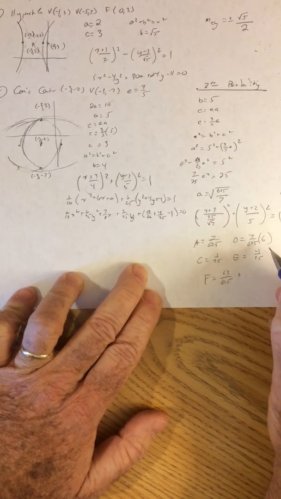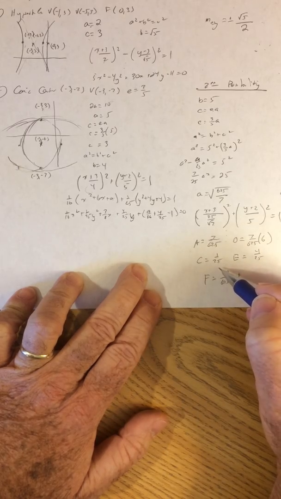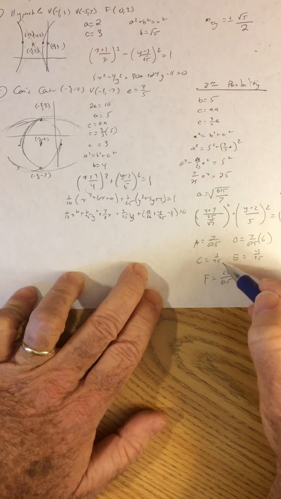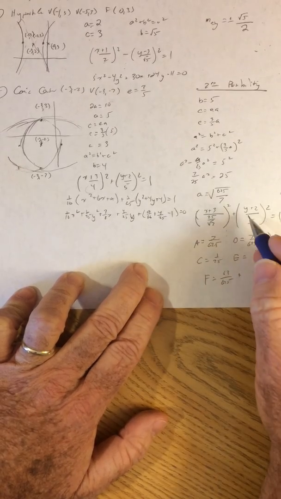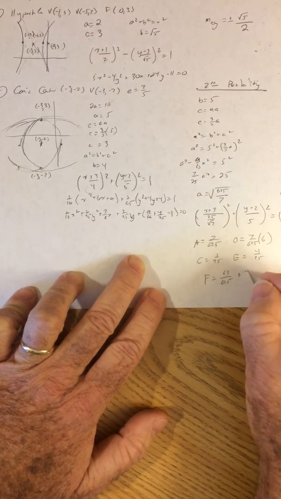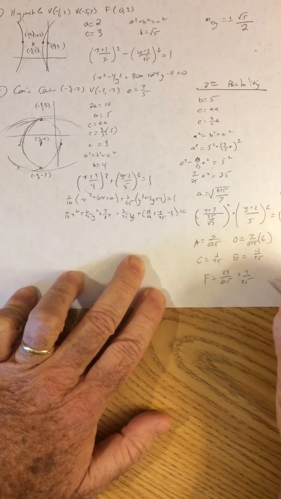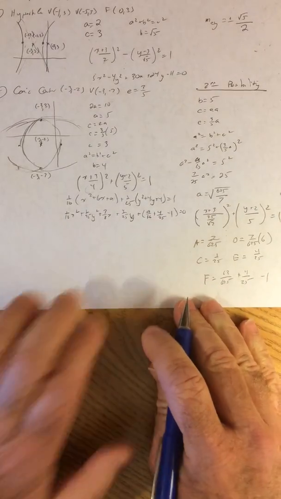plus 1/25 times 4. Y squared plus 4y plus 4. Okay, so this is 4/25. And then we're going to subtract the 1 just like we did the other ones. Okay, let me put that up there for you.